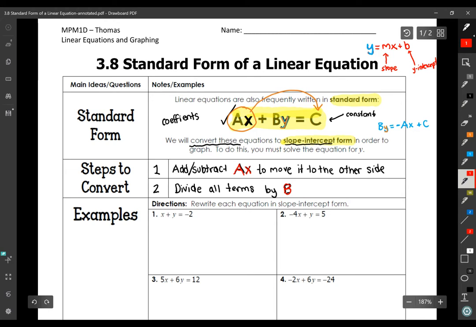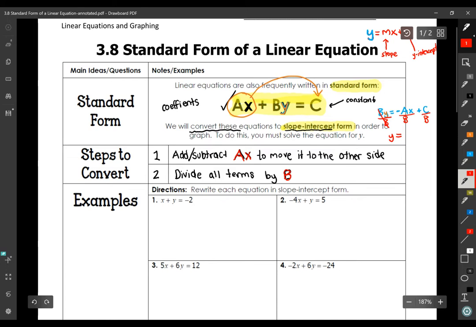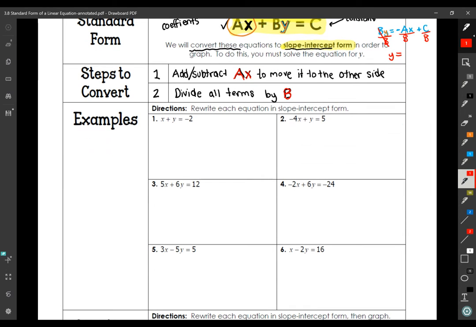Okay, because if we divide everything by b, then we are going to end up with only y on the left side of our equation, which is our goal, right? That's the whole point. So two simple steps and we'll get y all isolated. So let's do that. Okay, so let's do some practice.